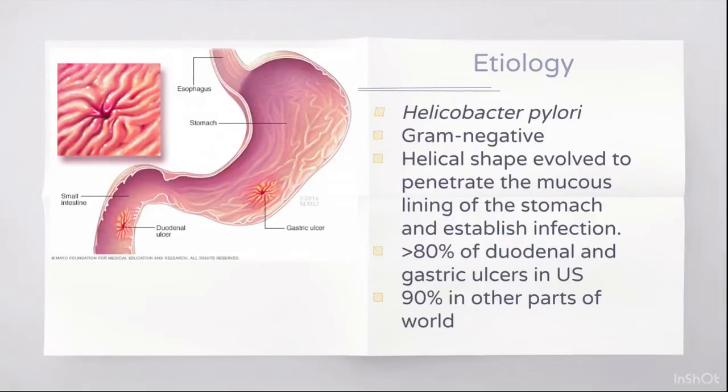The etiology of PUD is Helicobacter pylori. It's a gram-negative helical-shaped bacteria that has evolved to penetrate the mucous linings of the stomach and establish infection. More than 80% of duodenal and gastric ulcers in the U.S. are caused by Helicobacter pylori, and 90% in other parts of the world.